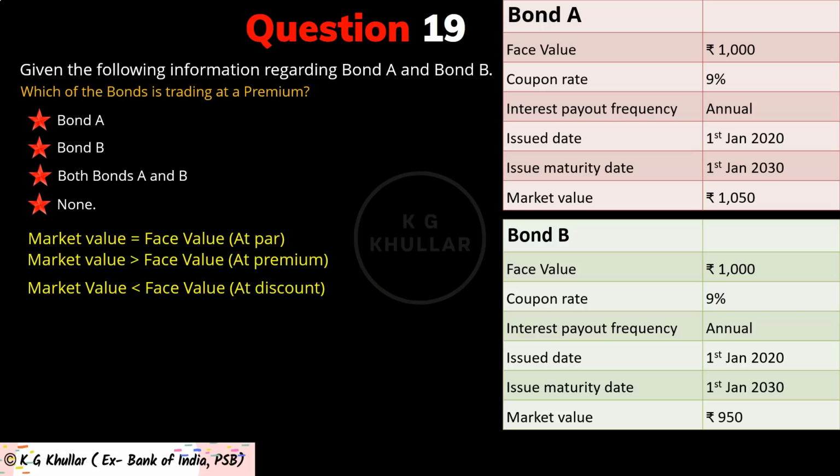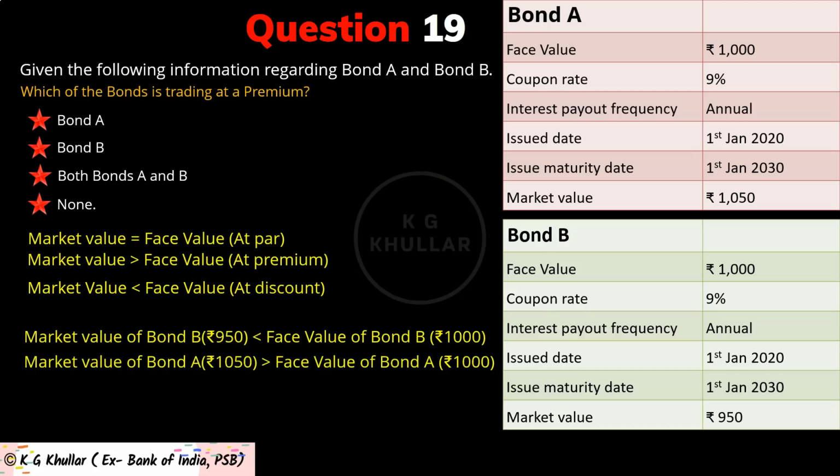Now, when you look at both these bonds, you can see market value of bond B, that is rupees 950, is less than face value of bond B, that is rupees 1000. But for bond A, market value, that is 1050, is greater than face value of the bond, that is 1000. So as you can see, out of 2 bonds, it's bond B that is trading at a discount. Thus the correct answer for the given question is option B.